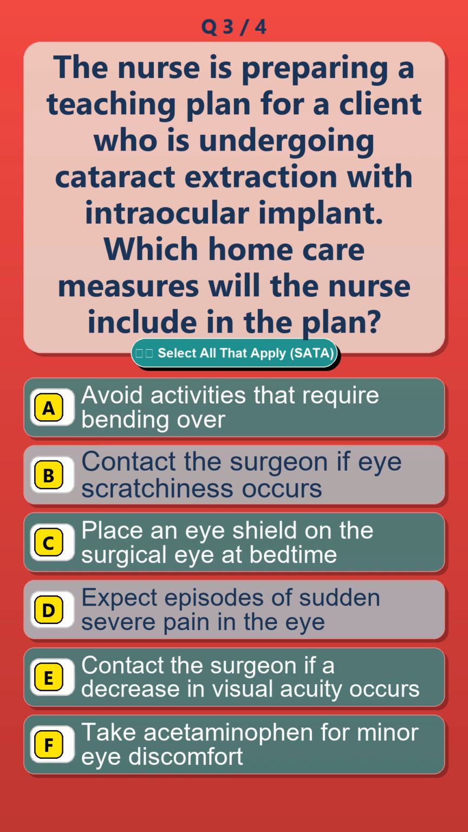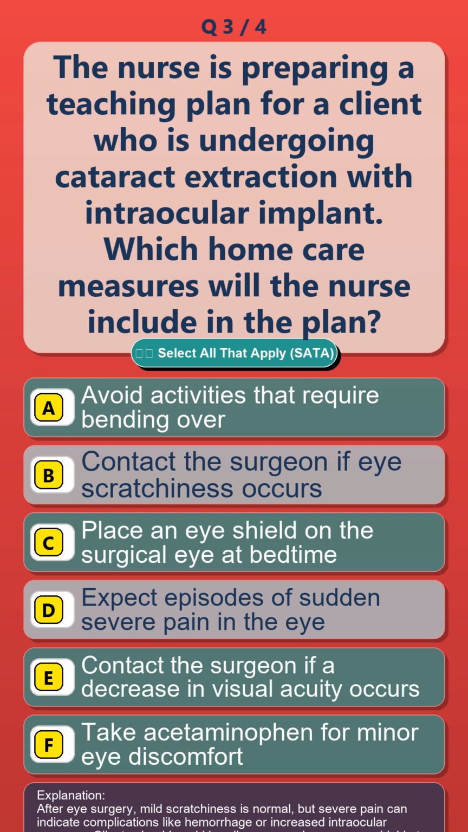Avoid activities that require bending over. Place an eye shield on the surgical eye at bedtime. Contact the surgeon if a decrease in visual acuity occurs. Take acetaminophen for minor eye discomfort. After eye surgery, mild scratchiness is normal, but severe pain can indicate complications like hemorrhage or increased intraocular pressure. Clients should avoid bending over and use an eye shield at night.